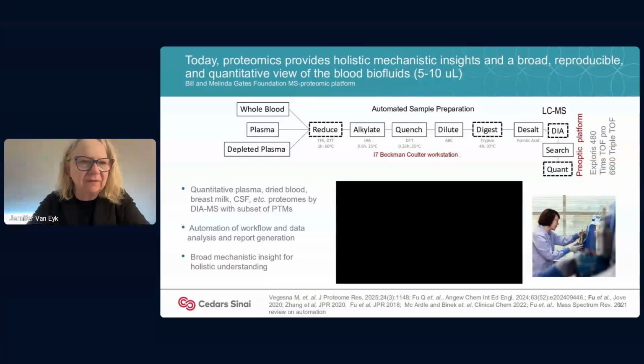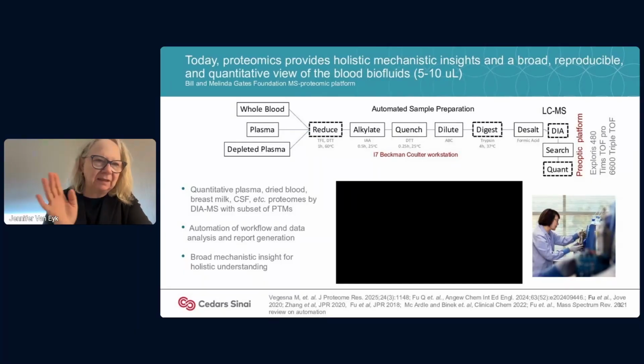up on an i7 system out of Beckman Coulter. We originally started on the Biomek NPX system, and we worked out all of the steps to make an efficient hands-off process where we reduce the proteins, alkylate them, quench it, do a dilution, do a digestion, do desalting, and then it automatically goes up into our platform for data analysis and data storage.